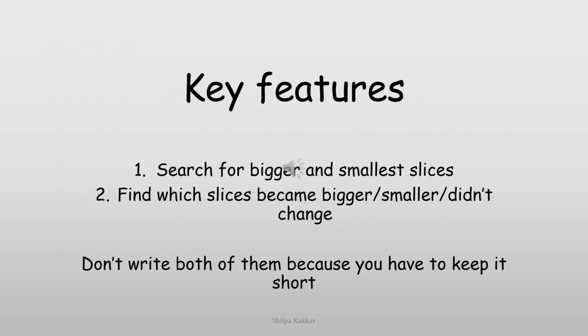Now comes the turn of key features. When we are describing a chart, when we study a chart, we study it fully. We see the bigger slices, the bigger histogram bars, the bigger lines. In a pie chart, we have slices. I have taken the example of slices over here. So we search for the bigger and the smaller slices. Find which slices become bigger, smaller, or did not change when the comparative study is going on.